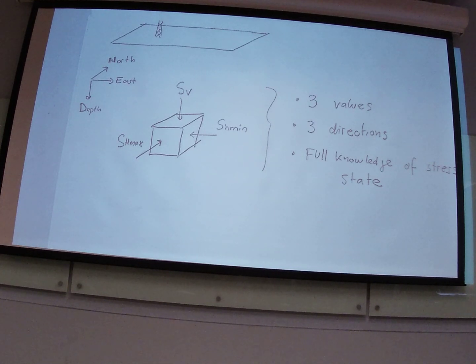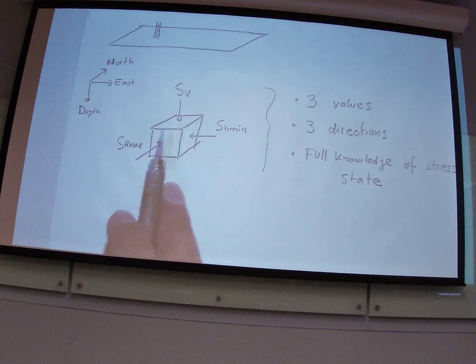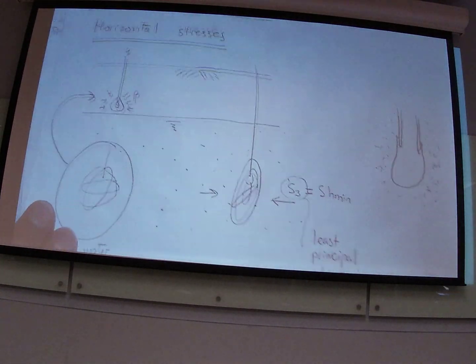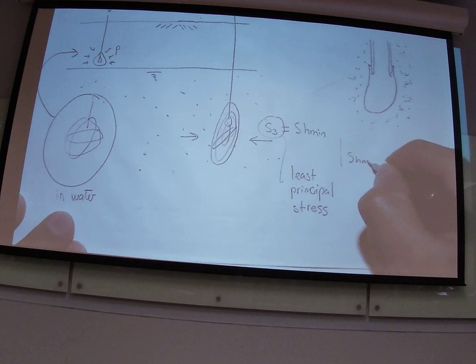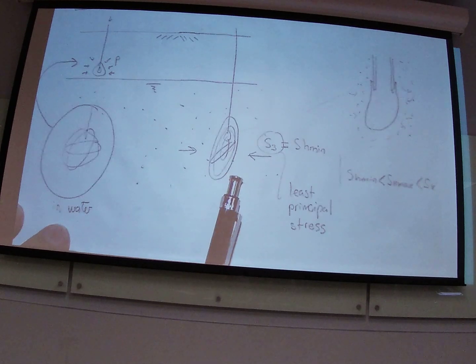So, yes, sir? On this diagram, could you show how the balloon would be shaped? In this case, yes. It would depend on which one is the largest of these, and we're going into that right now. So, in the previous case, I'm assuming that SH min is smaller, of course, than SH max, and that's smaller than SV. That's why the shape of the balloon is like that.